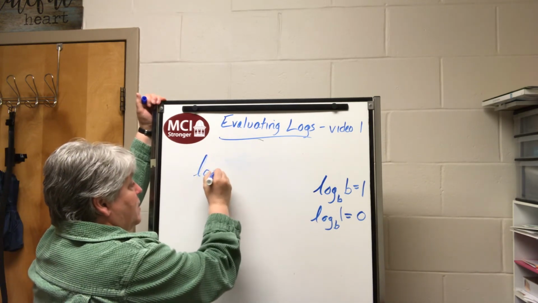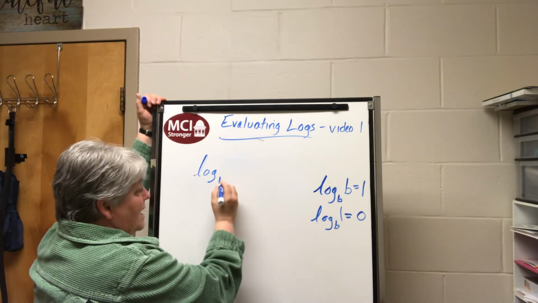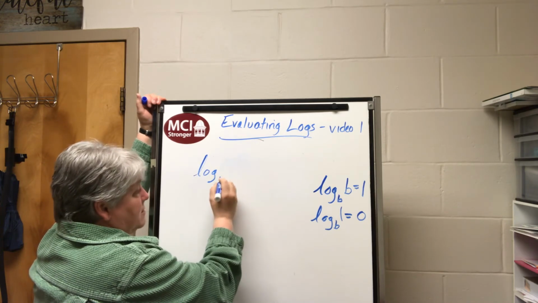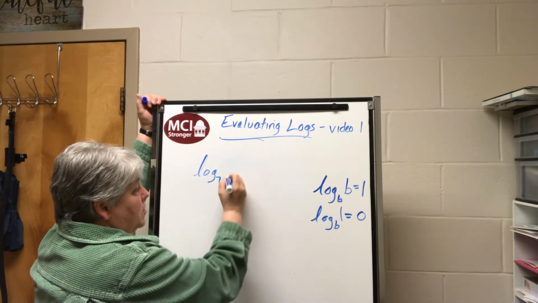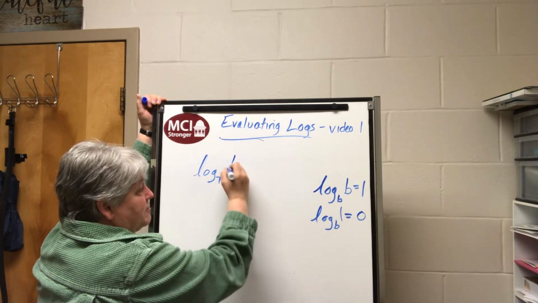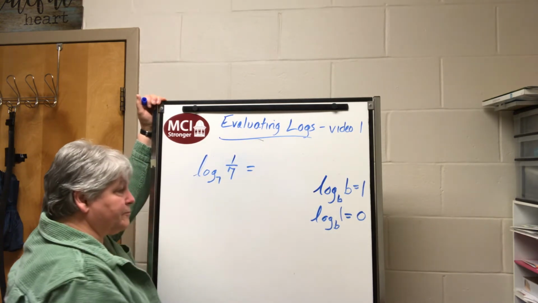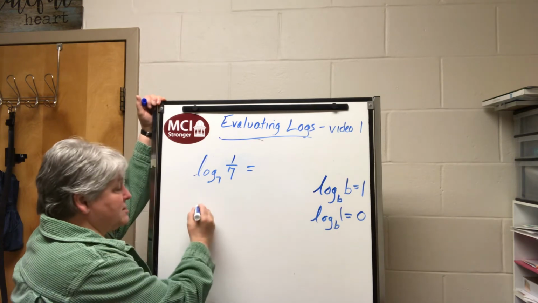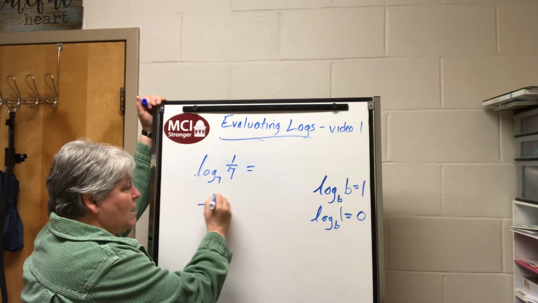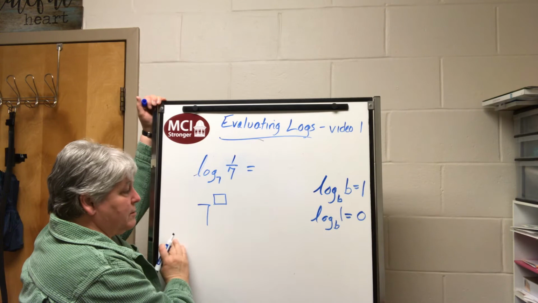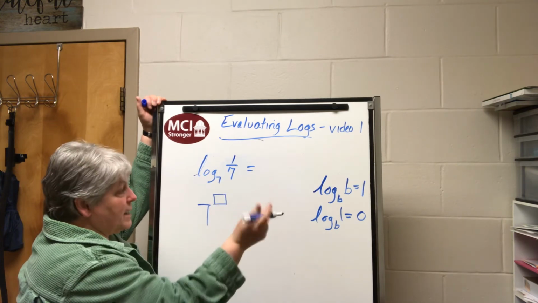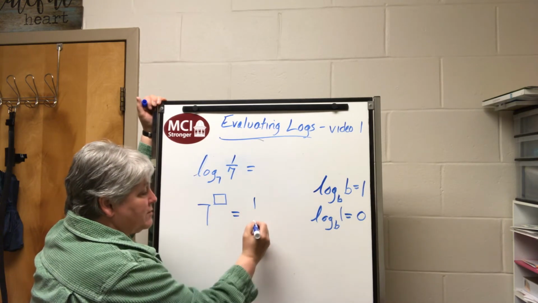Log to base b, or actually I'll make it be a log to base 7 of 1/7 equals, what I'm asking is 7 to what power? I'm looking for an exponent. 7 to some power that I don't know comes out to be 1/7.